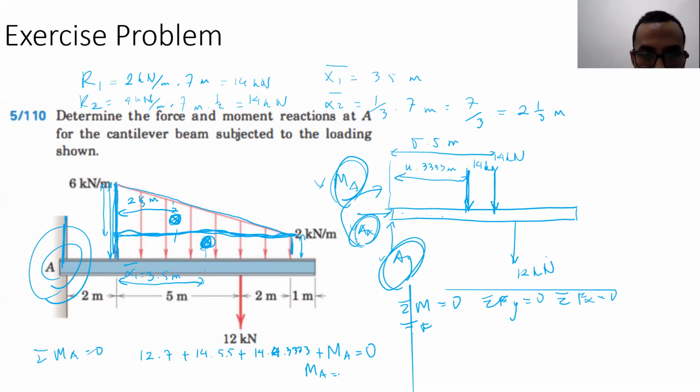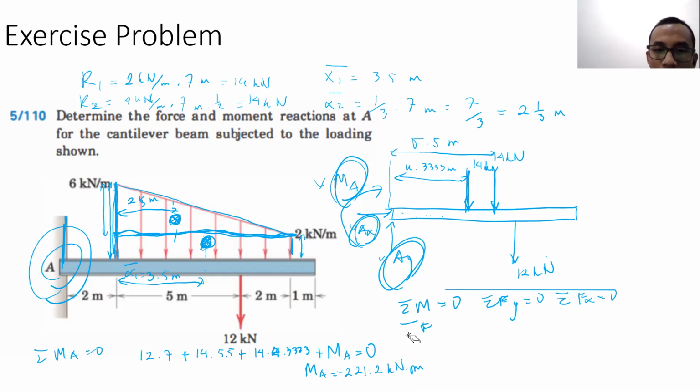Answer, I'm calculating. It should be negative 221.2 kilonewton. Nah, it's a moment, so you cannot just put kilonewton there. Kilonewton meter. Okay, yes, sir. Don't forget about the unit. Kilonewton meter. Yes. Minus means my direction there is wrong.